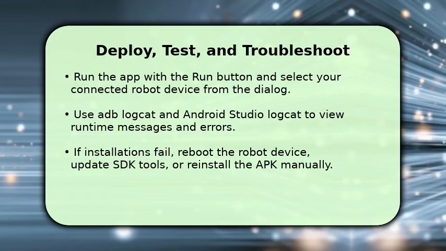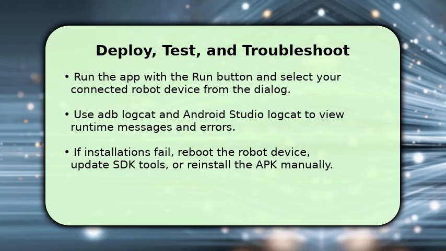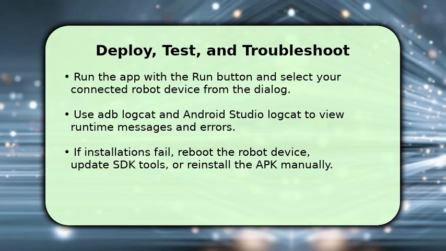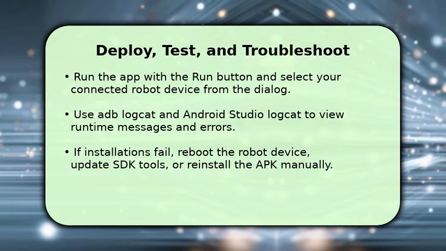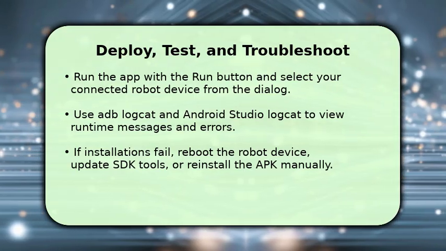If installations fail, reboot the robot device and retry the install procedure. Update Android SDK tools and platform tools, then reinstall the APK manually when necessary. Test all op modes and verify hardware mappings before your competition.